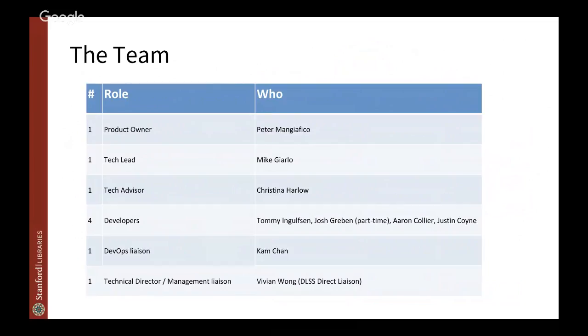So the current team has been spinning up. There are some members listed here who have been on this project for the last couple months as developers, and there are others who are just joining very recently. I'm Peter Magnifico. I'm the product owner here in the library. Mike Jarlow is a developer and the tech lead. Christina Harlow is a tech advisor, and then we have a number of developers there: Tommy Ingolfsson, John Grebin, Aaron Collier, and Justin Coyne. And we have a DevOps, which is developer operations, Cam Chan, and then the management liaison, the technical director, is Vivian Wong.